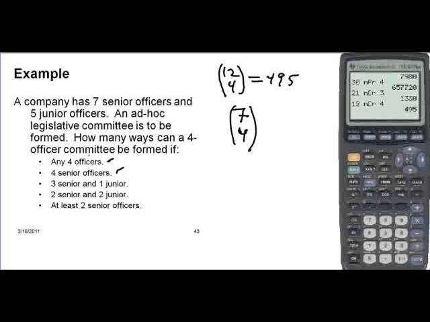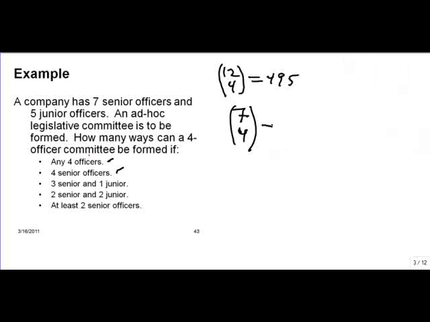Again, I can compute 7 choose 4 by going 7, math, PRB, menu option 3, and then enter in a 4, press enter. So here I have that there are 35 different arrangements to do that. The next one says that I want 3 senior and 1 junior. This is going to be the important part here. The idea, using our fundamental counting principle, says I need to pick seniors and then I need to pick a junior.